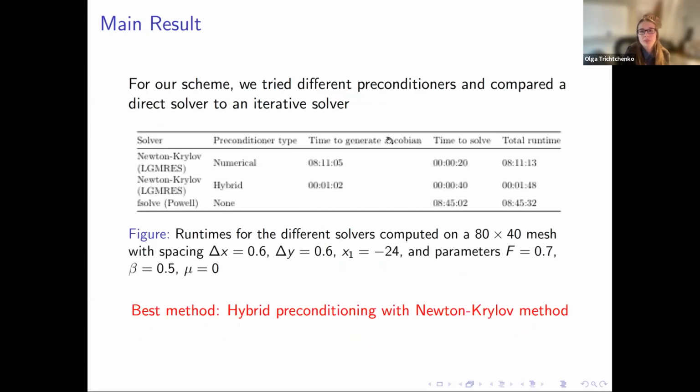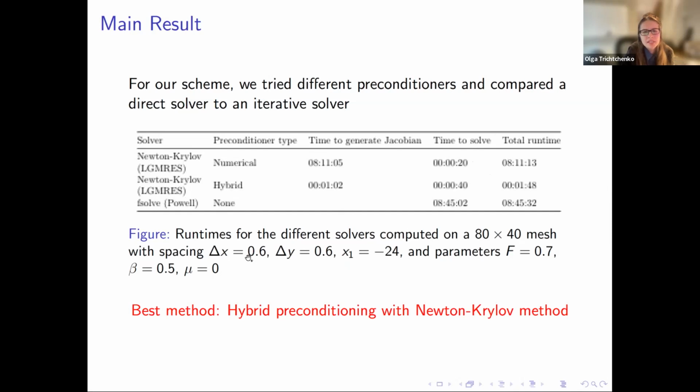And so what happens if you compare these preconditioned methods to traditional methods involving computing the inverse of the Jacobian? We just used Python's routines. For example, if you look at these Newton-Krylov methods with just a numerical preconditioner, so you're not computing any part of the preconditioner analytically, it'll take you 8 hours to generate the Jacobian. The time it takes to solve the system is very fast here. So this is hours, minutes, seconds. Very, very fast. This mesh is 80 by 40.